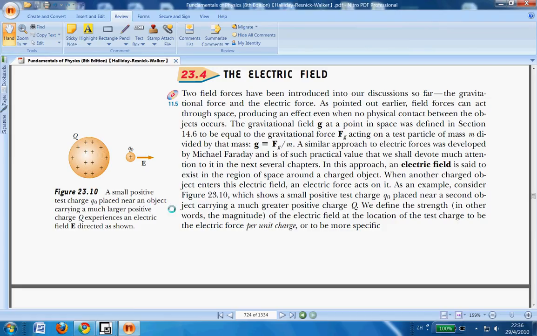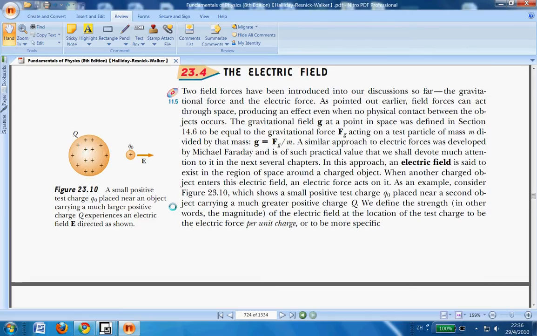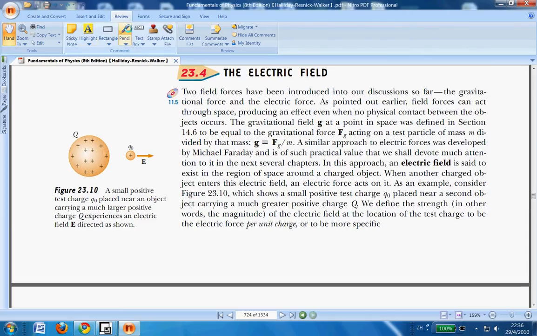Here is the third lesson about electrostatics. We'll talk about the electric field here. Just like the gravitational field, the electric field is something like that. Let's talk more about the field concept.